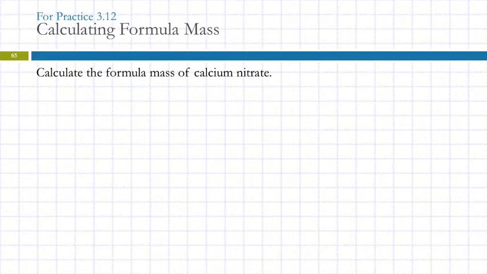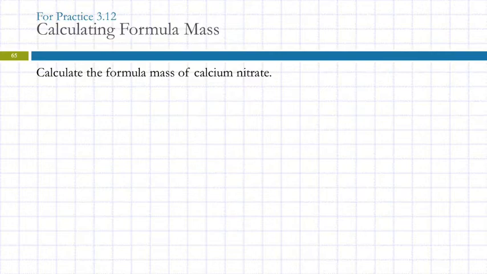So we're going to get some practice writing formulas here. We need the formula before we can write the formula mass. So what kind of compound is this? Ionic, molecular, or acid? It's ionic. It's an ionic compound. We recognize it as ionic because the first element is calcium, and calcium is a metal. And nitrogen's a nonmetal.